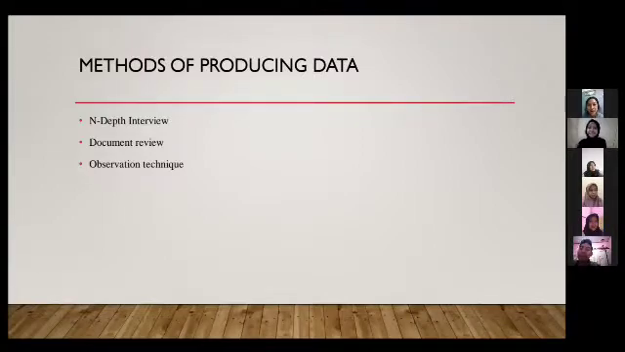Next material will be presented by Humaira Ramadana. Okay, so I will explain about methods of producing data. The methods of producing data are divided into three types. The first one is in-depth interview.